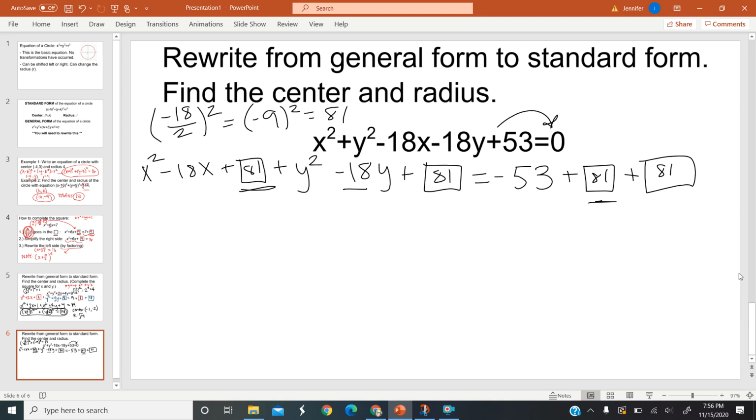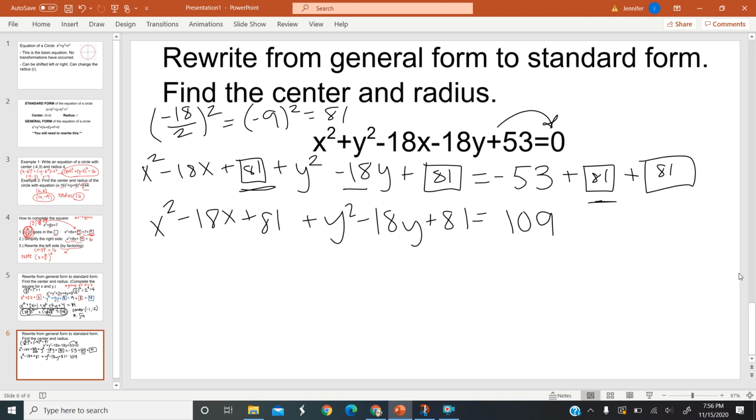And then I need to start simplifying. So before I go into all of the factoring and everything, I'm going to go ahead and do x squared minus 18x plus 81 plus y squared minus 18y plus 81, and then all of that is going to equal -53 plus 81 plus 81, which is going to give us 109 as our simplified right-hand side.